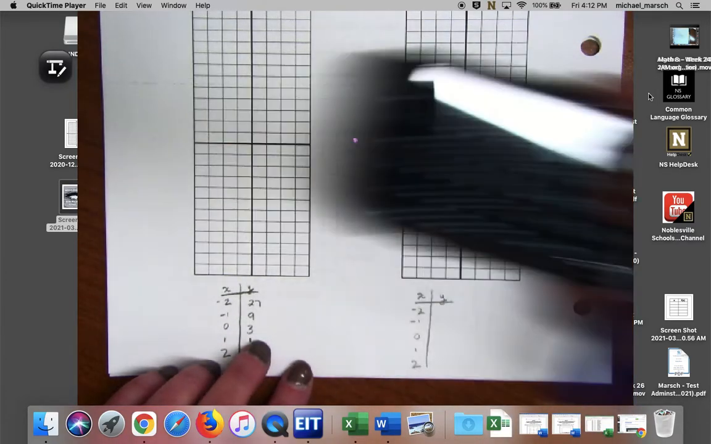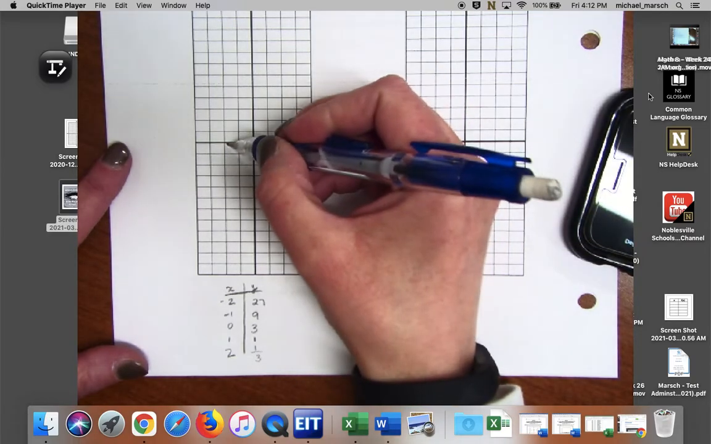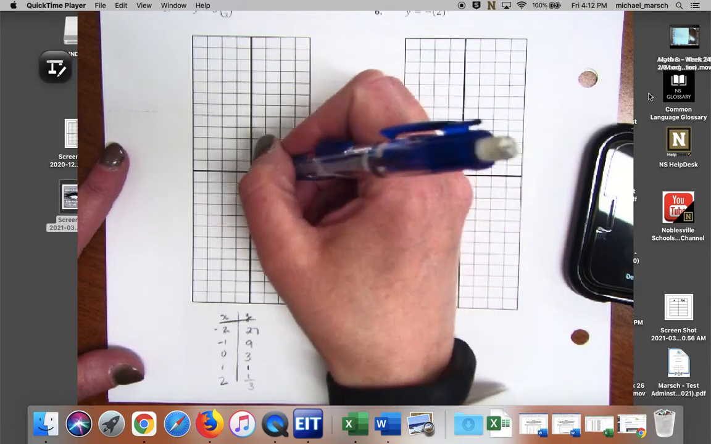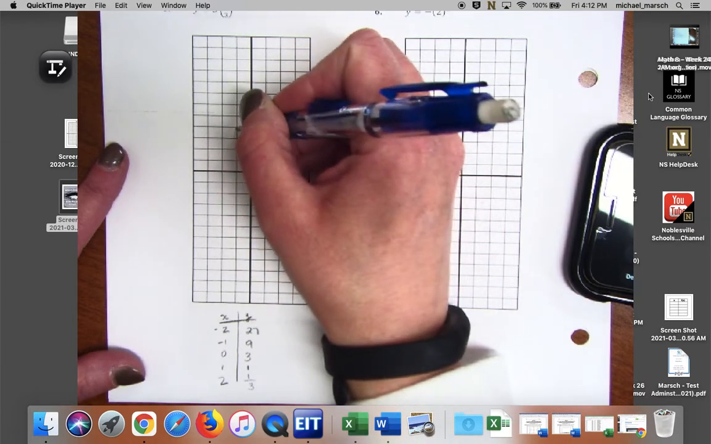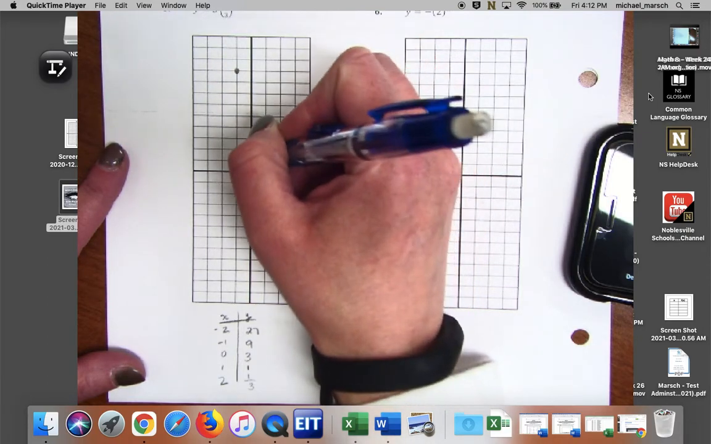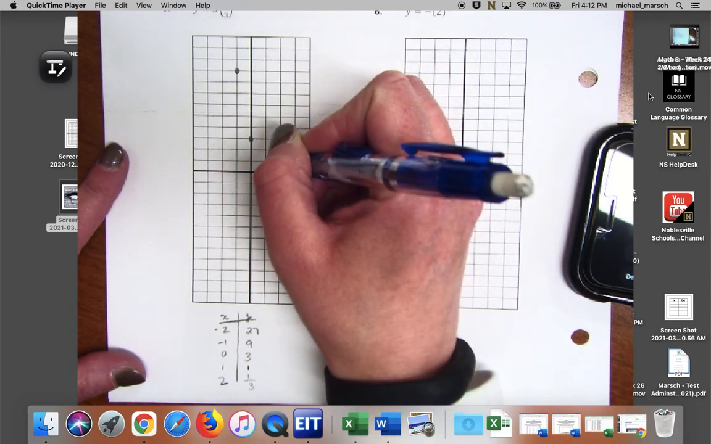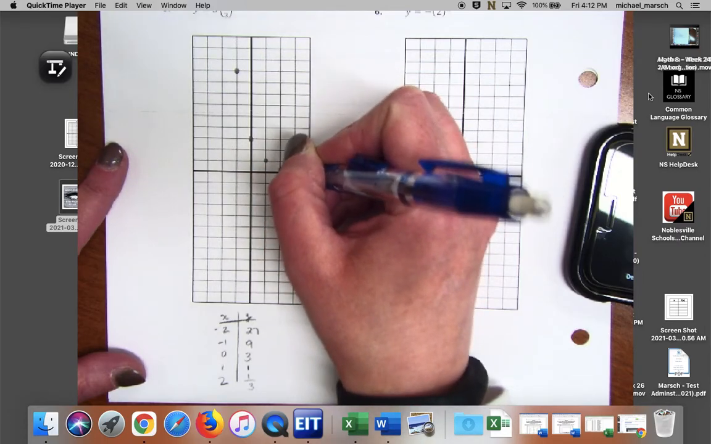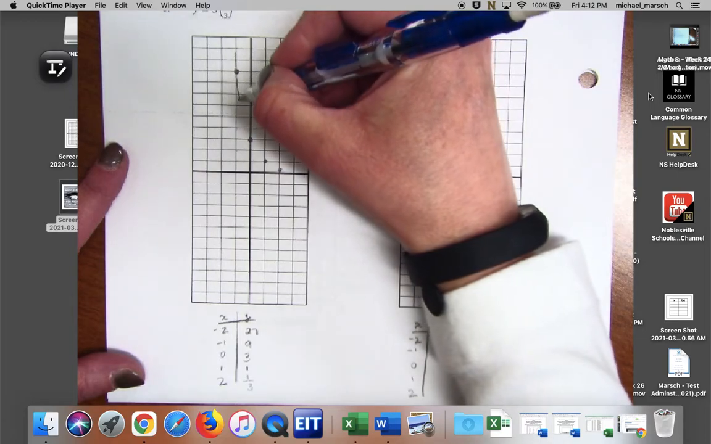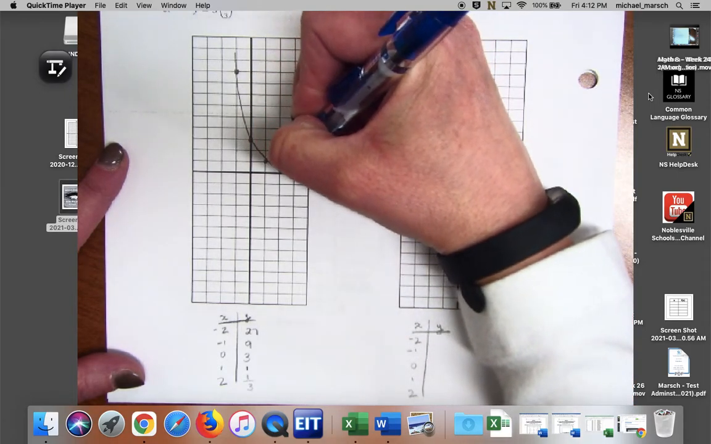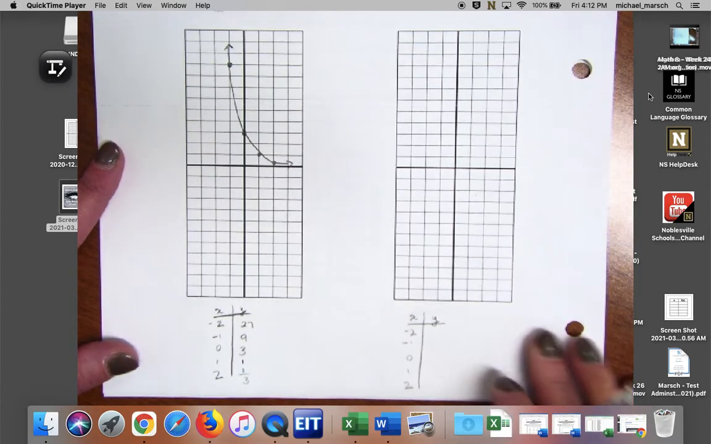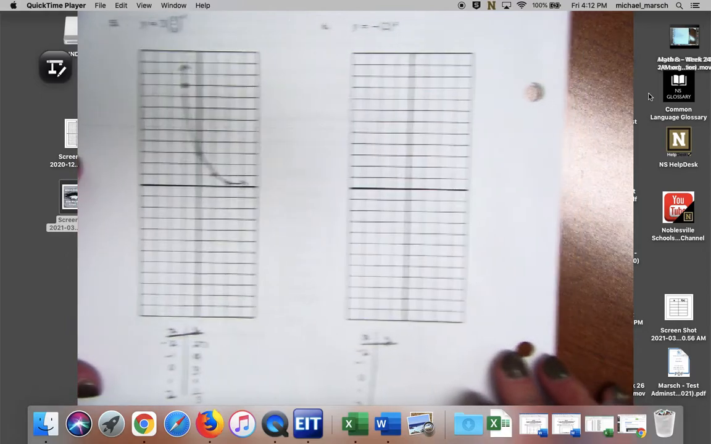So now let's graph this. We can't do -2, 27. It's not going to fit. So that's fine. We just won't graph that one. -1, 9. 0, 3. 1, 1. 2, 1/3. So you can see a nice exponential decay showing here. You connect it with a smooth curve, and that's all I'd be looking for on the quiz. All right, let's do this next one.